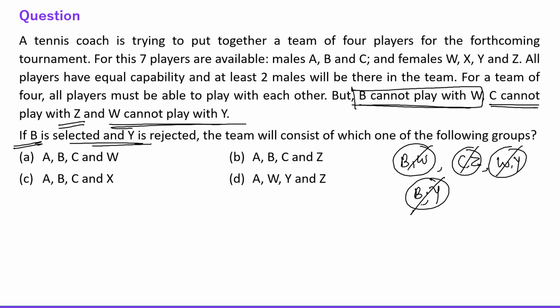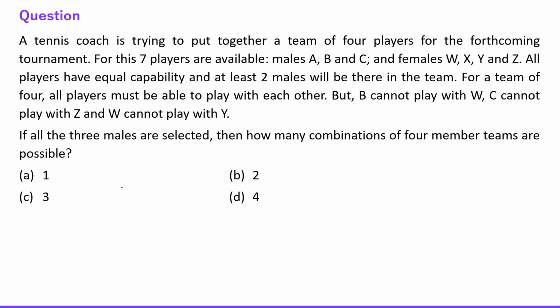So the team will consist of which one of the following groups? Option A is not correct because here B and W are there. Option B is not correct because here C and Z are together. Option D is also not correct because W and Y are together. So obviously this time option C will be the right choice. A, B, C, X will be the team. Now let's move to the other question.